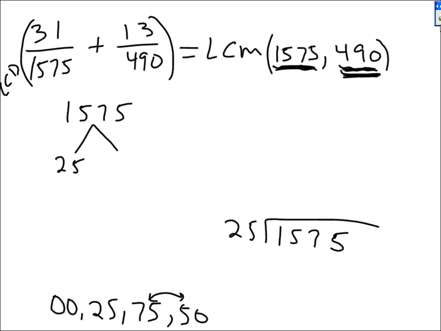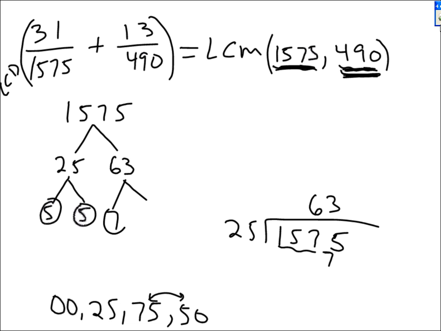6 times 25 is 150. From 157, that leaves 7 left over. 25 into 75 is 3. So it wasn't that bad. 25 is not prime, but 5 times 5 is 25, and those are prime. 63 is 7, which is prime, times 9. 9 is not prime. I didn't mean to circle it. 9 is not prime. It's 3 times 3, and the 3s are prime.